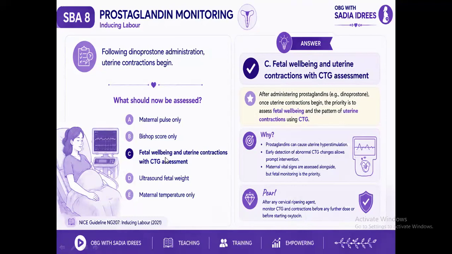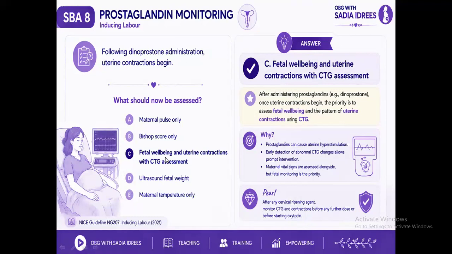And that closes our first 8 questions very nicely, because look at what we have already built. We started before formal induction with membrane sweeping. Then we used the Bishop score to choose a pathway. We learned cervical ripening with pharmacological options, which include vaginal dinoprostone and low-dose misoprostol. Where pharmacological methods are unsuitable or hyperstimulation is a concern, think about mechanical methods.